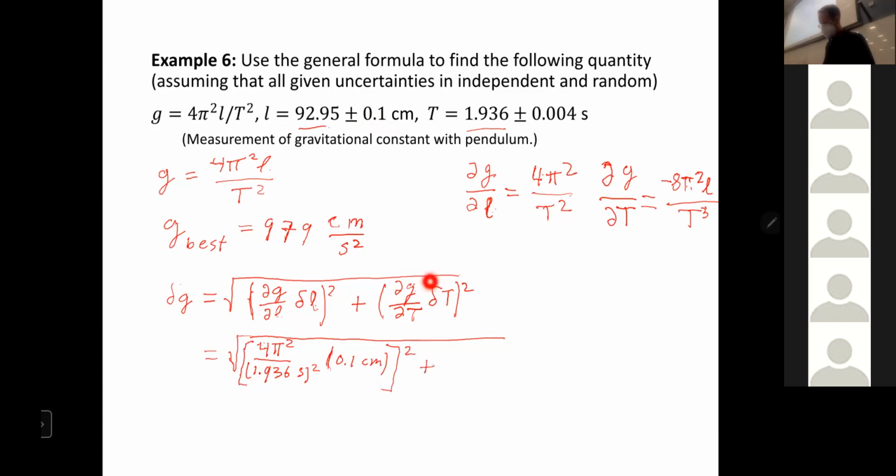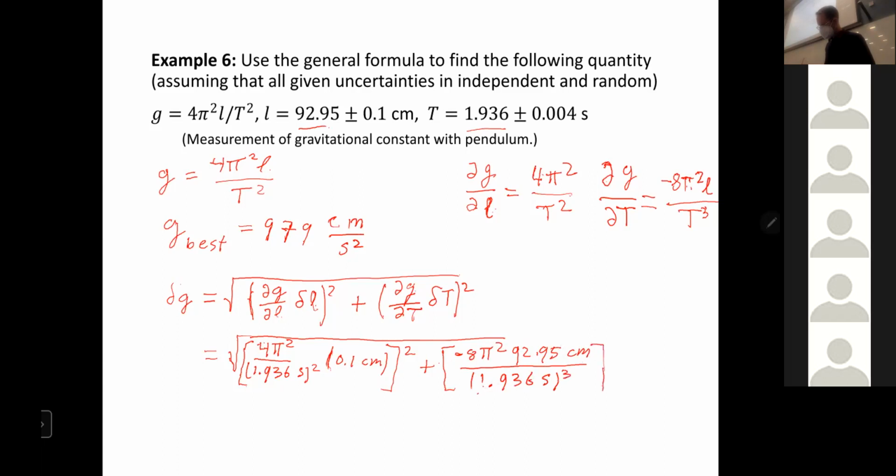Then we're going to get this second term here. So dg dt is equal to this guy here. So we're going to plug in the best values of L and t cubed. That's where we want to evaluate it. So I'm going to take -8 times pi squared times L. So L is going to be 92.95. That's in units of centimeters. I'm going to divide by t cubed. So the best value of t is 1.936 seconds. I need to take the cube of that.